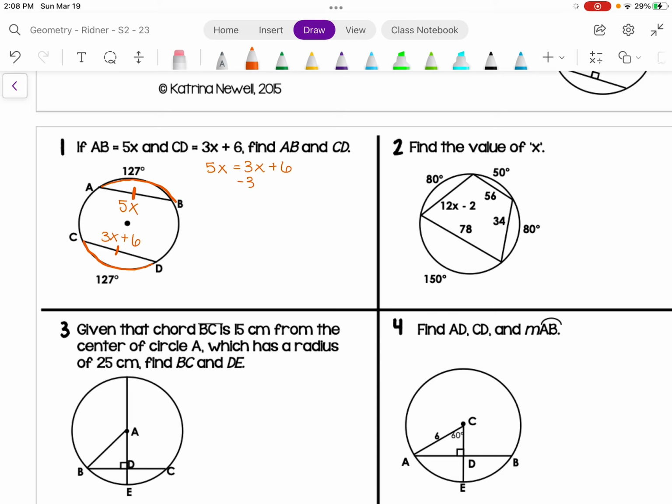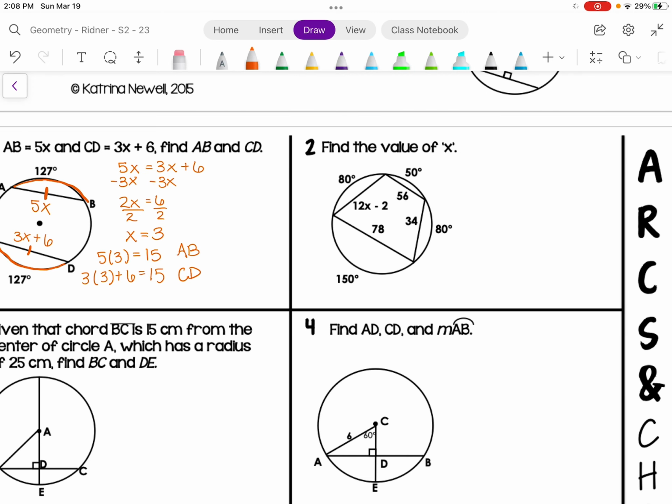So to solve for x, I'm going to subtract 3x. And divide by 2. So x equals 3. Now again, we haven't answered the question yet because we need to plug it back in for AB and CD. So 5 times 3 is 15. And then 3 times 3 is 9 plus 6 is also 15. So they both equal 15, which checks out because they're supposed to be equal.